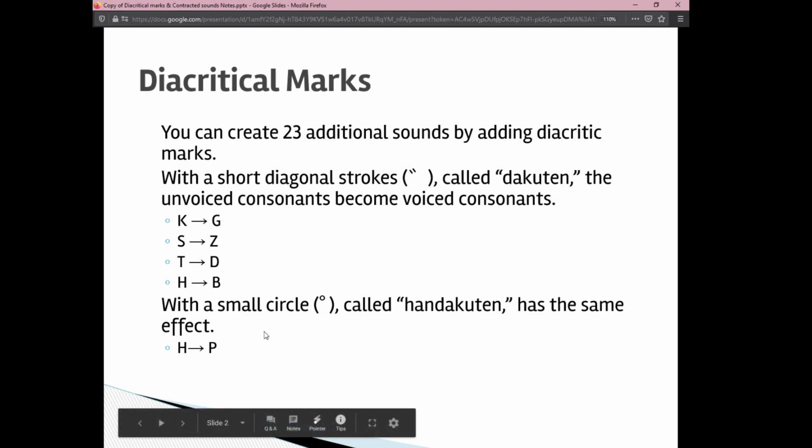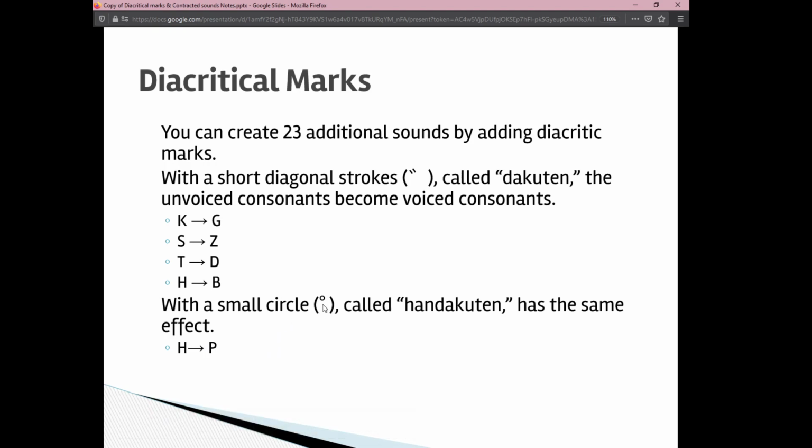Then if you have the circle one and you really want to find a way to help remember this, think about this little circle here, the handakuten. It looks like a bubble. If I pop the bubble next to an H character, that means it's going to pop, which means it'll make a p sound. So you're popping that bubble there in order to make that p sound.